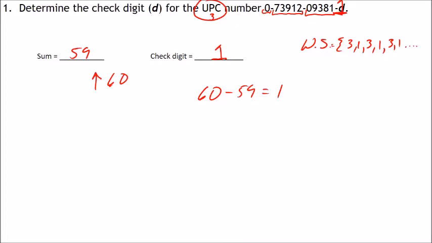And so for that UPC to be a valid UPC, your check digit would have to be a 1.